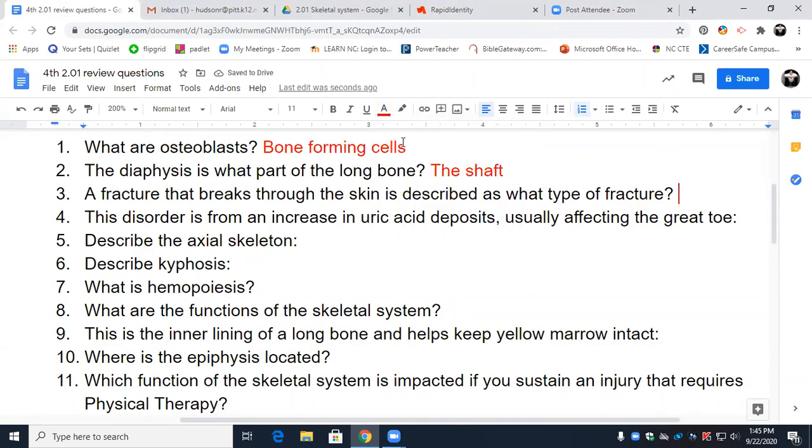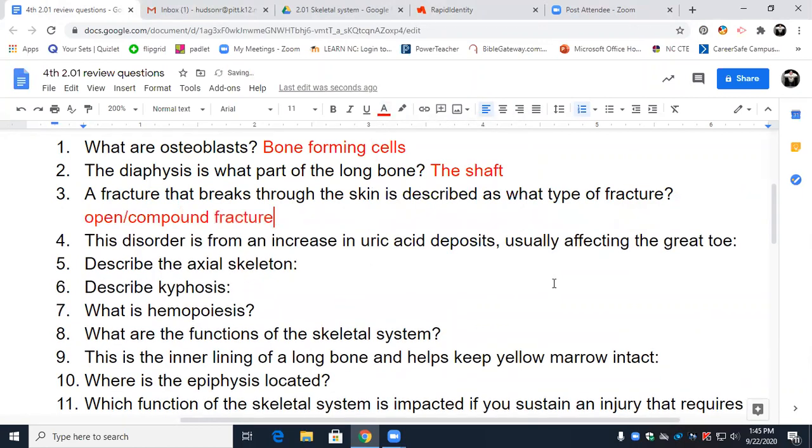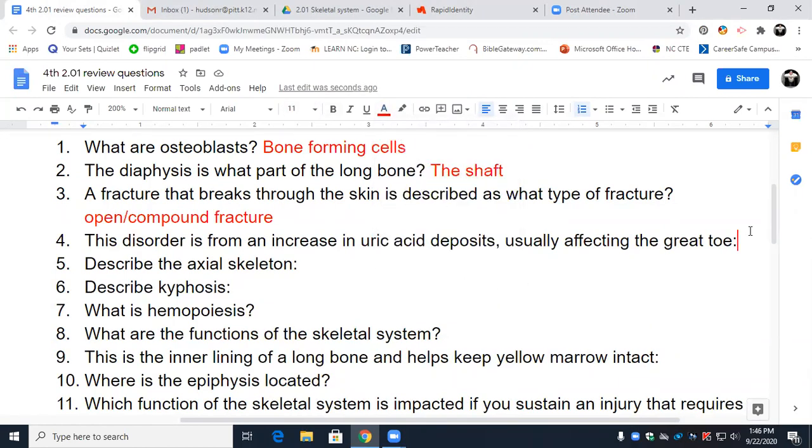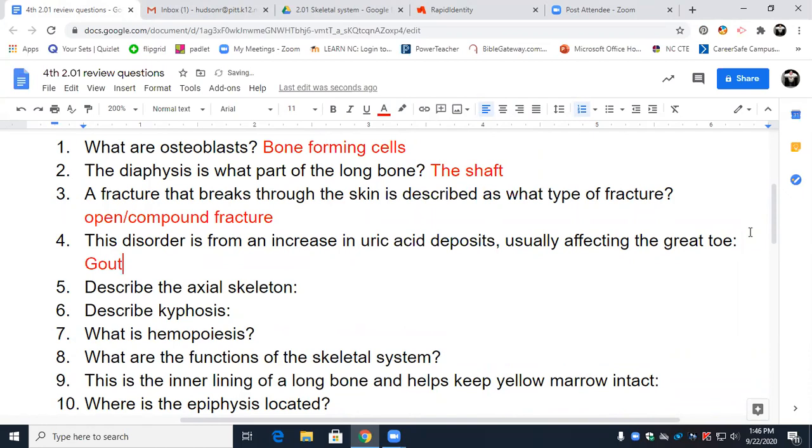And then a fracture that breaks through the skin is described as what type of fracture? That would be an open or compound fracture. Okay. This disease is from an increase in crystallized uric acid deposits. They usually affect the great toe and they're usually in men, and this answer is gout. Very painful. I've never had it, but that's what I hear.